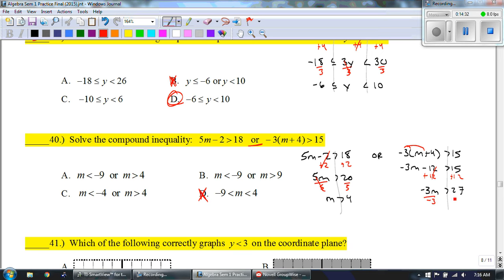And then I need to divide, and when I divide by a negative 3, that's right, I just divided by a negative, so I have to flip the sign. Now my final answer is always written in order from least to greatest, so I'm going to say m is less than negative 9, or m is greater than 4. And the only one that says that is A.